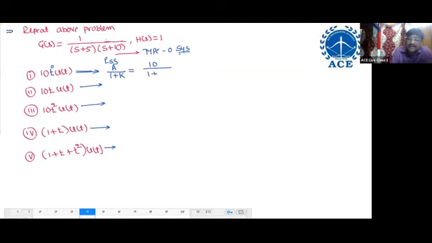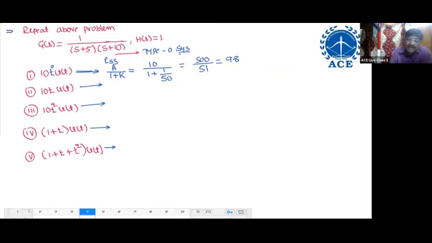K is called numerator constant 1, denominator constant 50. So what is the answer? So 500 by 51, I think 9.8. 9.8, correct.